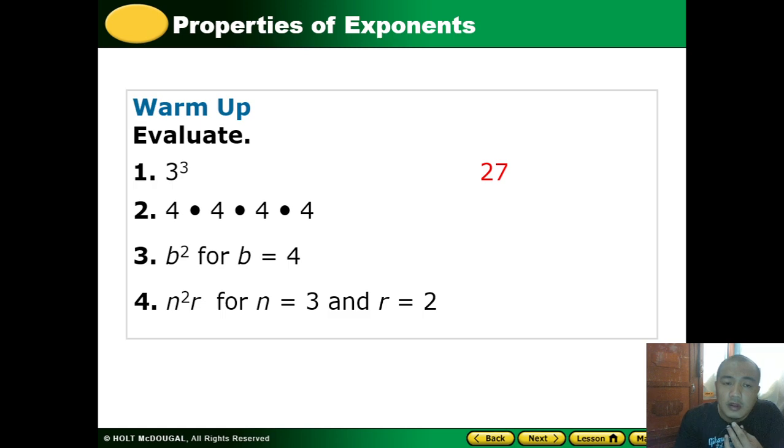How about 4 times 4 times 4 times 4? It's equivalent to 256. Next, b squared for b equals 4. That means you substitute b by 4. 4 squared means 16. And number 4, n squared r for n equals 3 and r equals 2. Substitute n by 3. 3 squared is 9. 9 times r, 2. 9 times 2 is 18.